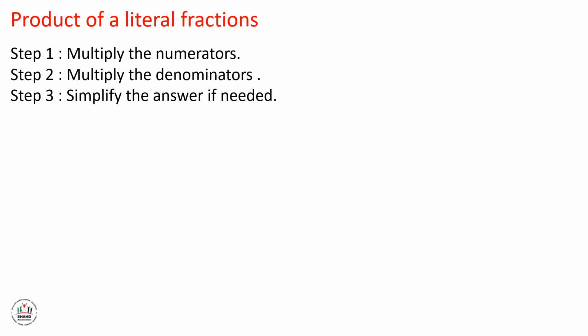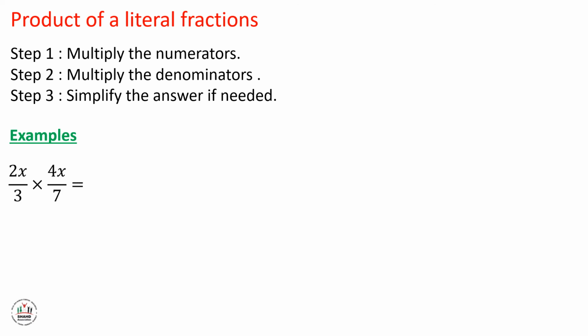Now let's move to the easiest idea in this lesson, which is a product of literal fractions. To multiply two literal fractions, we only need to follow these three steps. Multiply the numerators, multiply the denominators, and the final step, as usual, simplify the answer if needed. Now let's solve these examples to understand the idea.